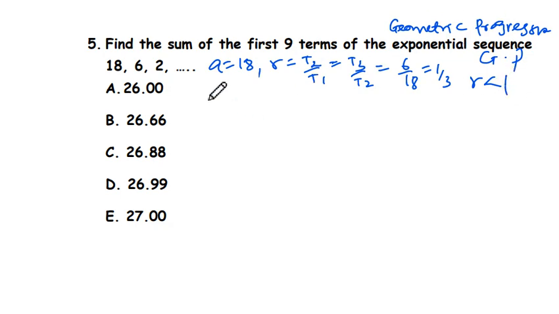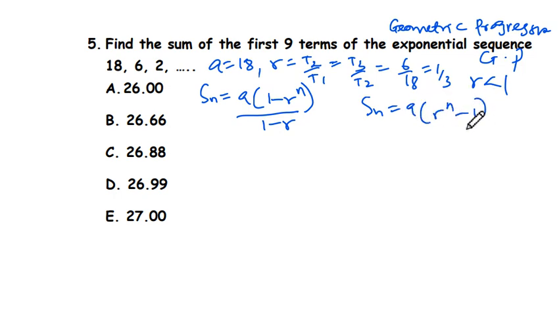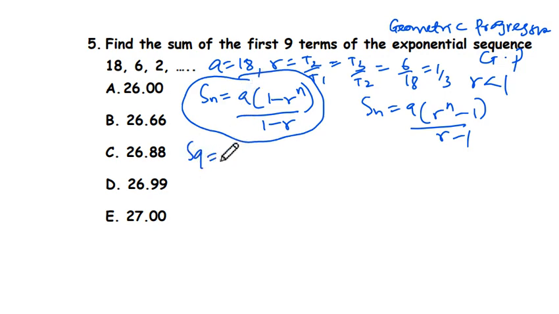Now our common ratio is less than 1. So the formula we are using is Sn equals A bracket 1 minus r raised to power n over 1 minus r. When the common ratio is less than 1, you use this formula. If it's greater than 1, use Sn equals A bracket r raised to power n minus 1 over r minus 1. But since it's less than 1, we're using this. So the sum of 9 terms becomes A, the first term, that's 18 bracket 1 minus our common ratio 1 over 3 raised to the power of n, which is 9, divided by 1 minus common ratio 1 over 3.